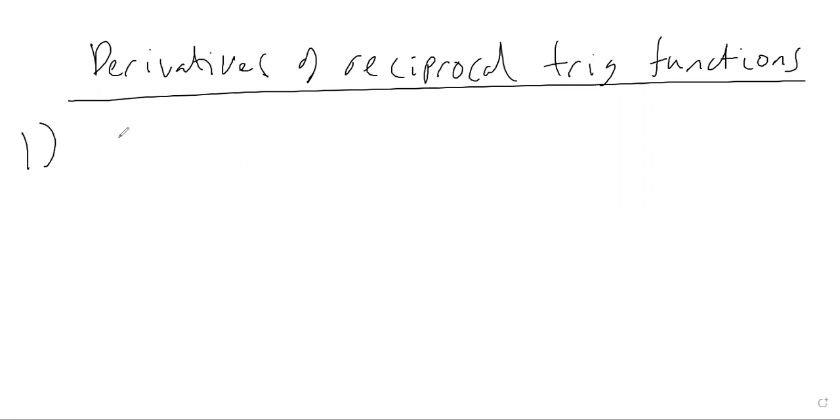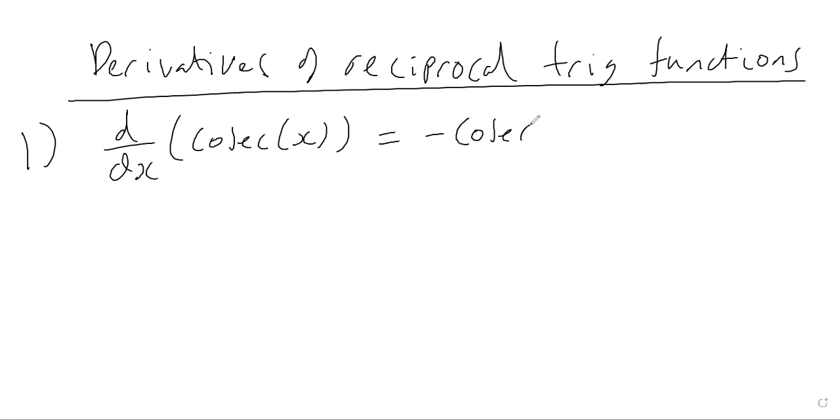So if we start with number one, the first one we did was differentiate the cosec function. So when we differentiated cosec, the result we got was negative cosec of x multiplied by cot of x.